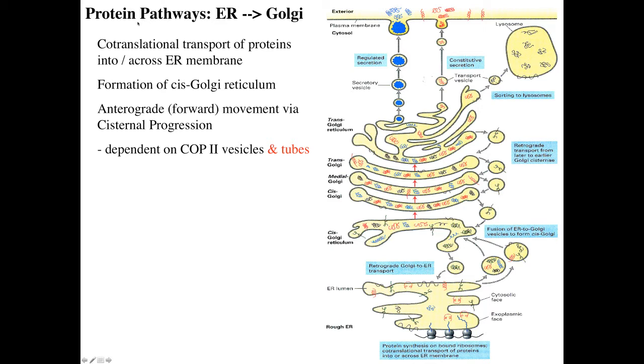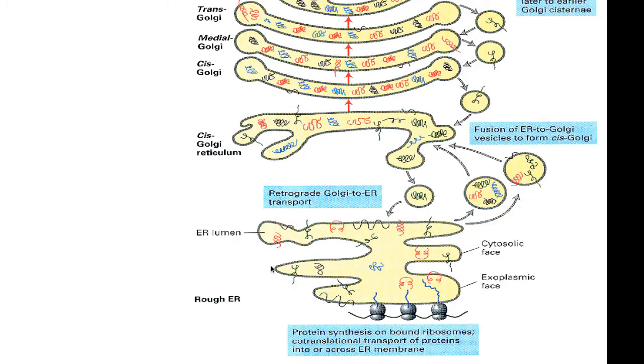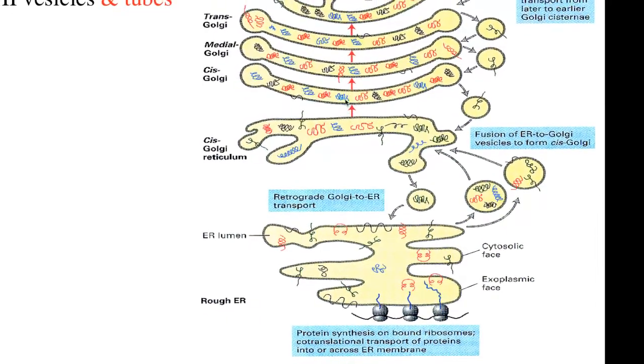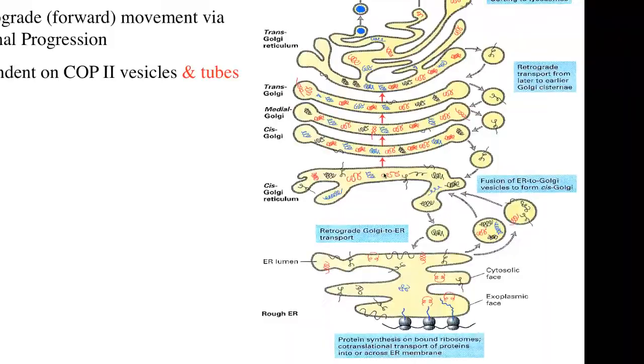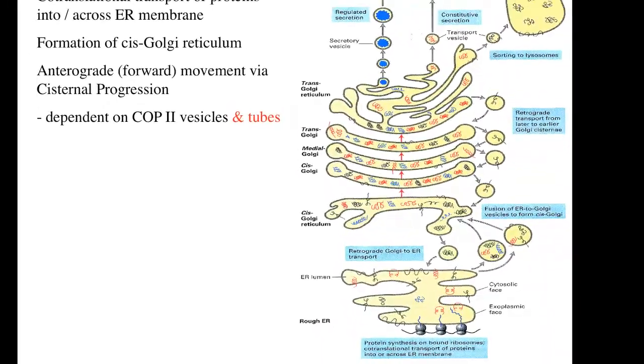If we look at protein pathways in the ER and in the Golgi, this is a fairly complicated slide. First of all, what we can say by review, there's co-translational transport of proteins into and across the ER membrane, and this is what we've already talked about. Vesicles will then bud off of the ER, and they will form what's called a cis Golgi reticulum. And then there'll be anterograde movement through the Golgi, and by anterograde movement we mean a movement in a forward direction.